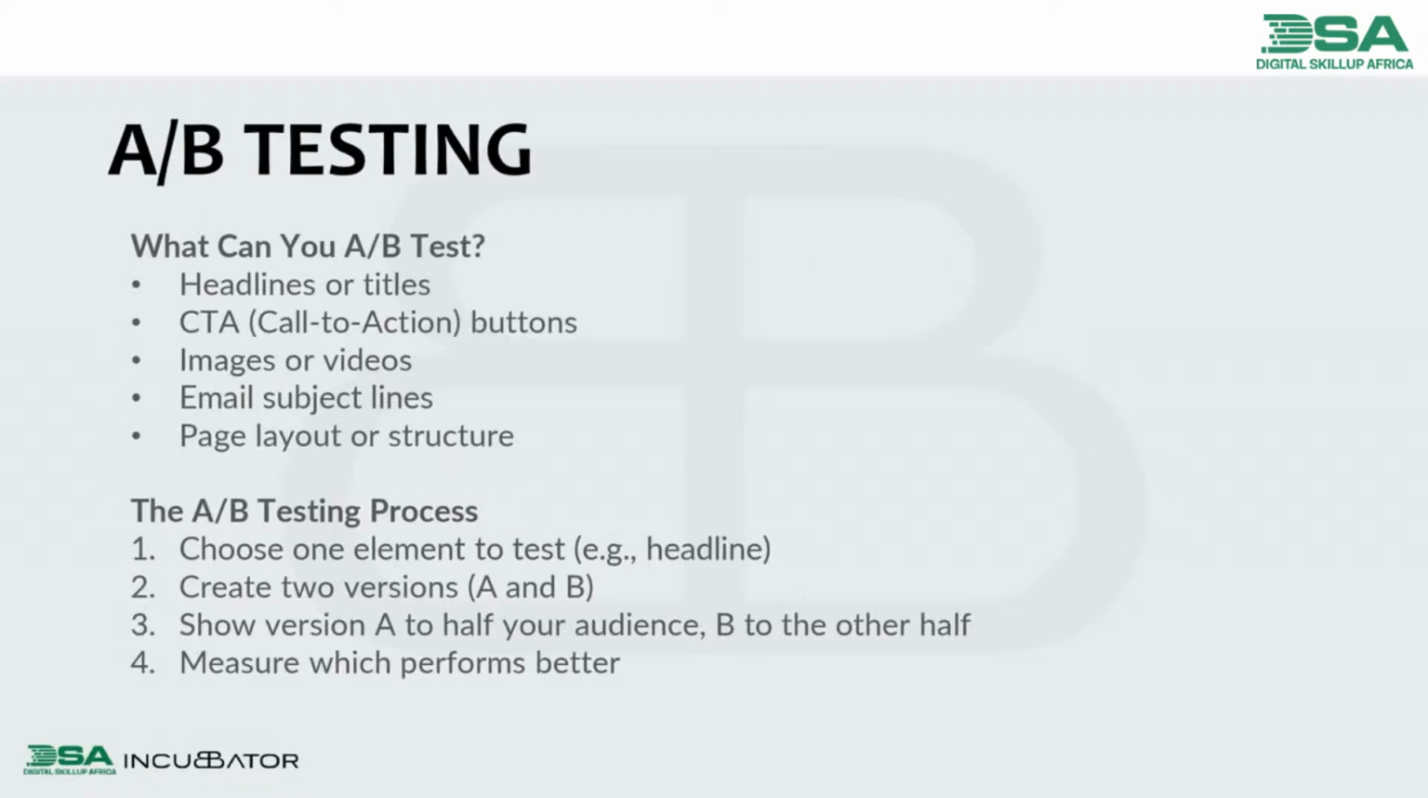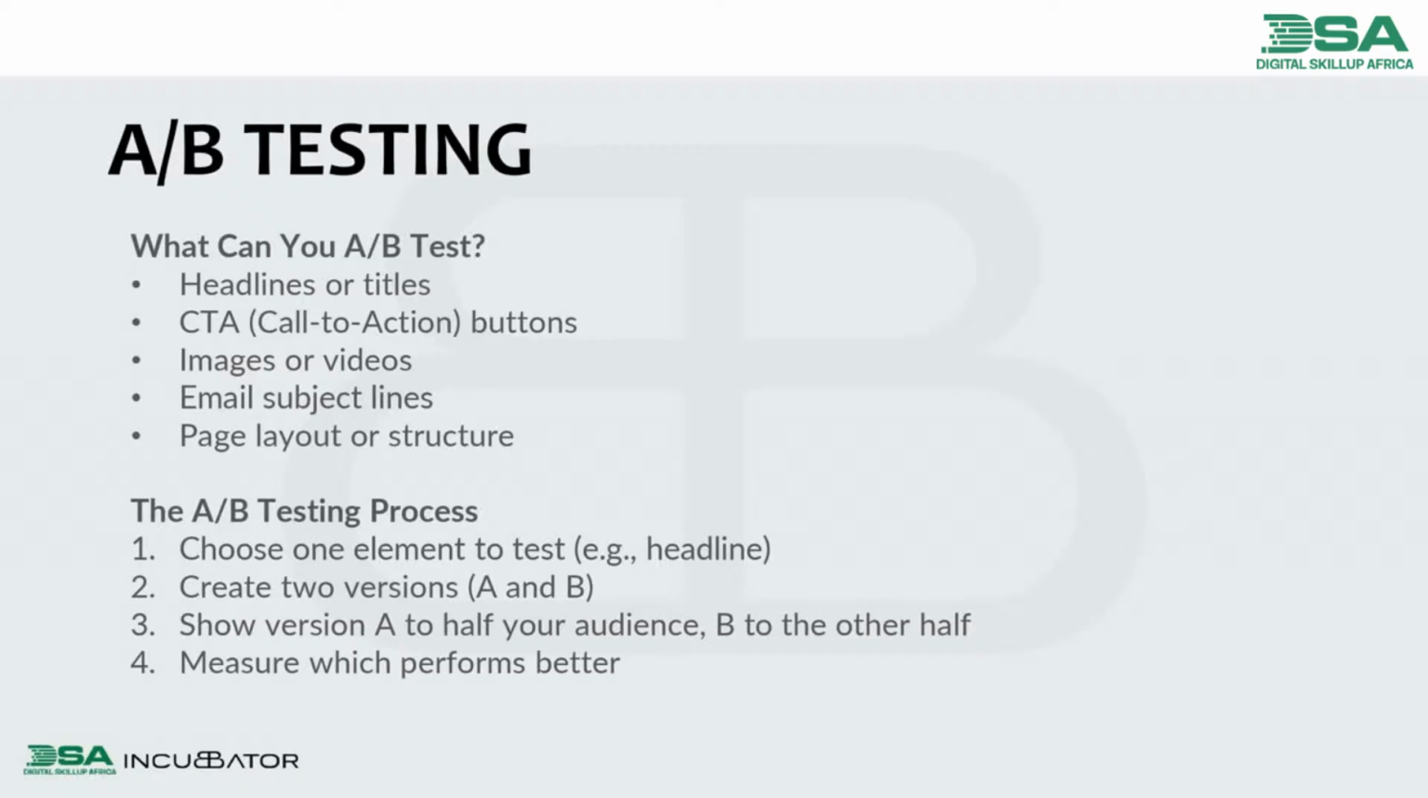All right. So A and B testing, what should be involved in A and B testing? Now you have your headlines, you have your CTA buttons, you have images, you have videos, you have email subject lines, you have page layout or structure. Now you need to have this for your two different copies. And then these are the important things that should be included in your A and B testing.